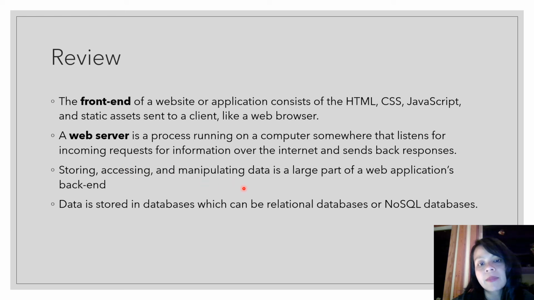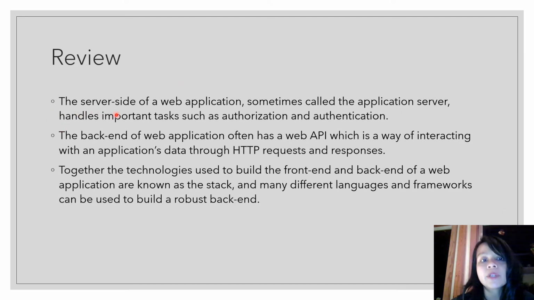So storing, accessing, and manipulating data is a large part of web application backends. The data is stored in databases, which can be relational databases or NoSQL databases. There are two kinds. The server side of a web application, also sometimes called the application server, handles important tasks such as authorization and authentication. The back-end application often has a web API, and this is a way of interacting with an application's data through HTTP requests and responses.